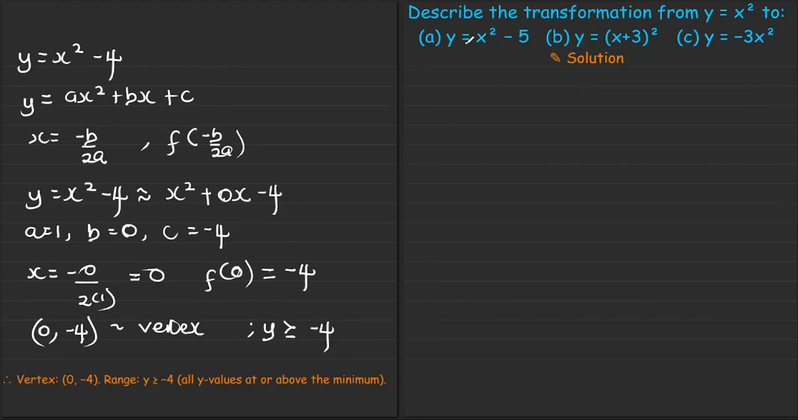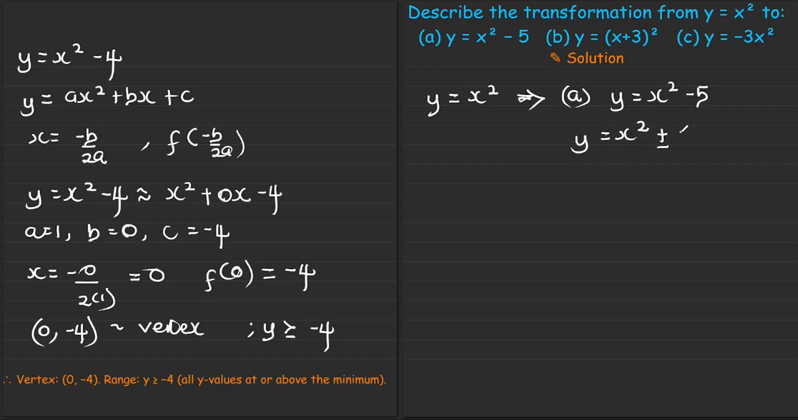Our second question says we should describe the transformation from the parent function, that is y equals x squared, to our a. A is y equals x squared minus 5. Now, if you look at this transformation, it is described by y equals x squared plus or minus k. And we said when it is this form, it simply means it is moving either up or down.